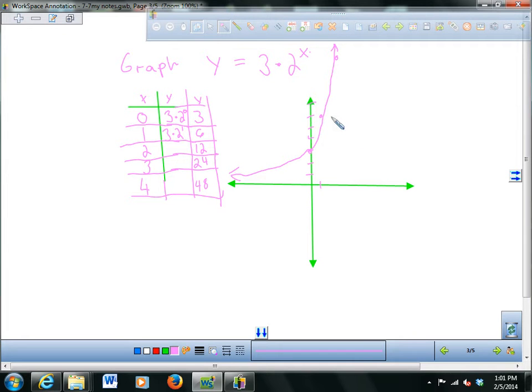The other way I could go is backwards, by dividing by 2. What's 3 divided by 2? 1.5. So if I went to -1, I would be at 1.5. If I divided that in half, I'd be at 0.75. If I divided that in half, and divide that in half, and divide that in half, that's how I get some of the numbers going that way.